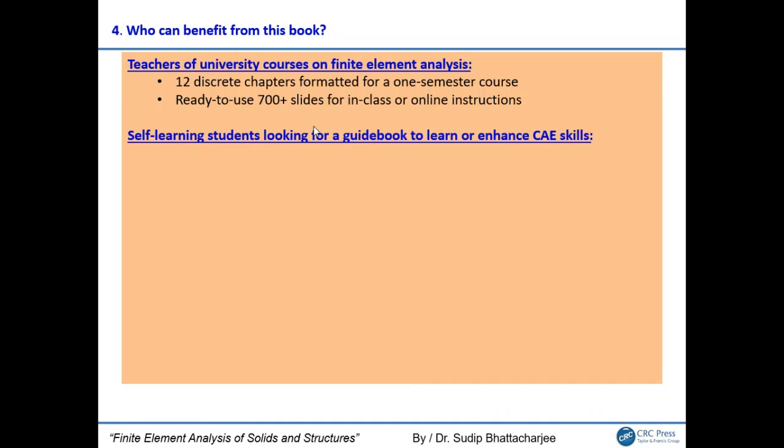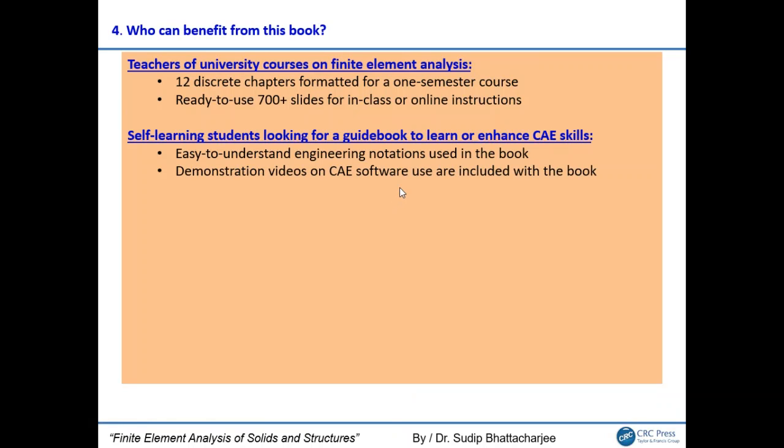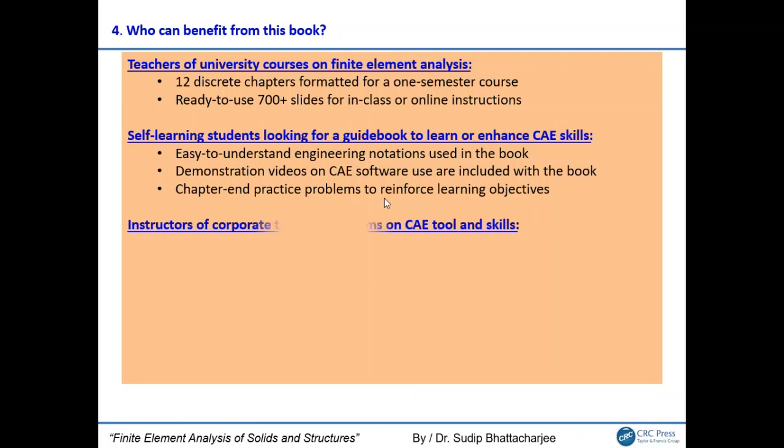And if you are a self-learning student looking for a guidebook to learn or enhance your CAE skills, you will find easy to understand engineering notations in the book. Demonstration videos on software use included. Chapter and practice problems to strengthen the learning objectives at the end of each chapter.